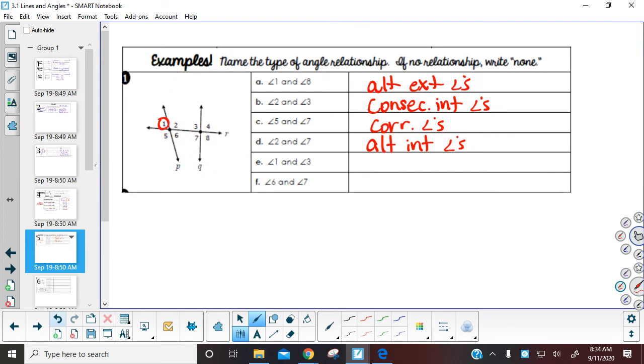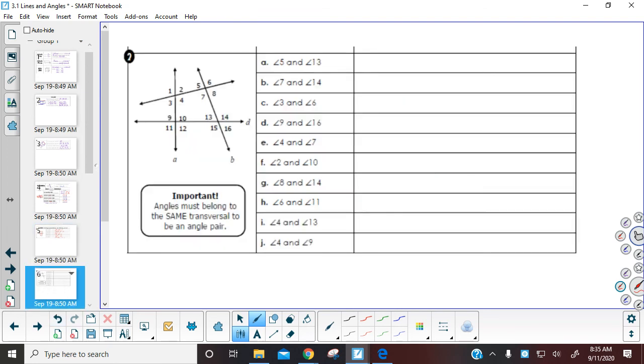1 and 3, again, if we think about that box, one is on the inside of the box, one is on the outside of the box. So then we go to, are they in the same location? And indeed, they're in the upper left-hand corner. So they are corresponding angles. And then last but not least, 6 and 7. Again, they're on the inside of the box, so they're interior. They're on the same side of the transversal. They are considered consecutive interior angles.